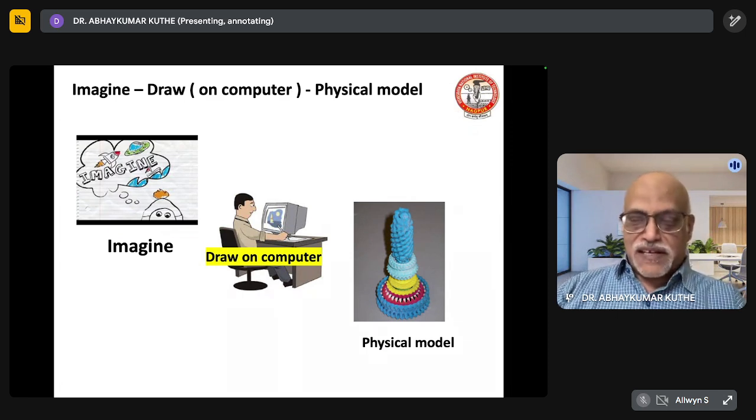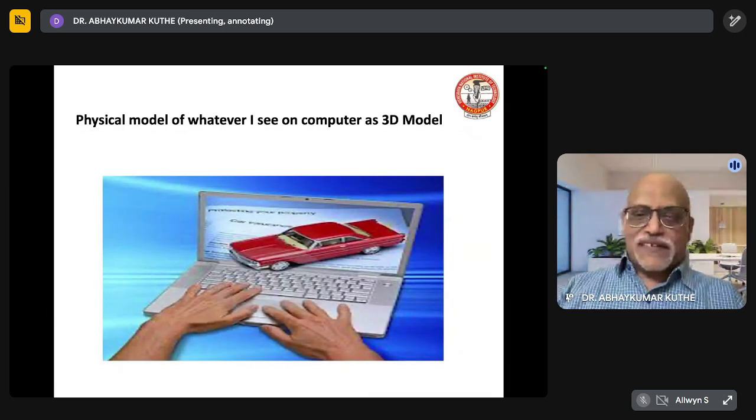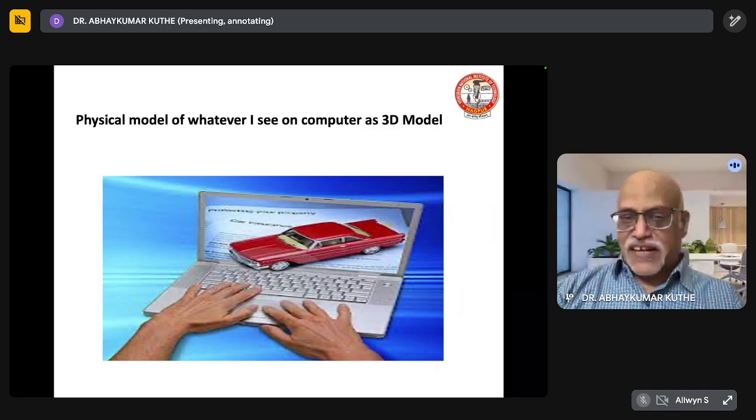And it has tremendous application, not only in engineering, as we will see, but also in medical sciences. So it is something like this: something you are drawing on a computer as a 3D model is coming out from the screen itself. If you are getting a 3D model of a car, and straight away it is coming out of your screen, that's exactly what it is, in short.